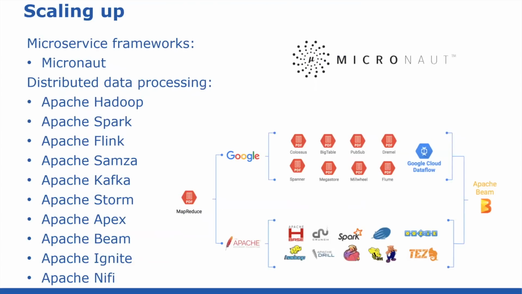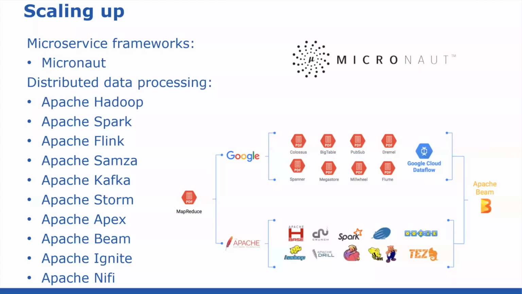Okay, now scaling up. What things are you going to use if you actually have huge volumes of data, huge quantities of information coming in streams and so on? This is actually one of the strengths in the Java world. There is a whole range of libraries.